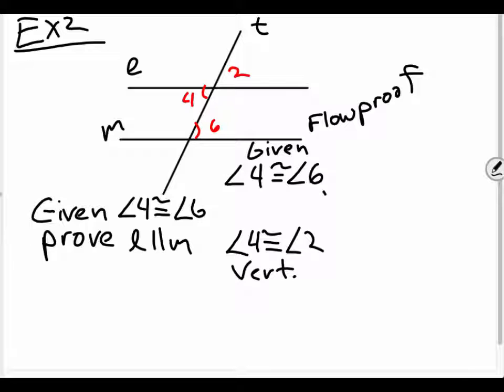So now what can I deduce from that? I can deduce that angle 2 is congruent to angle 6. Okay, that's fine. So if angle 2 is congruent to angle 6, how did I do that? Transitive property, right? I substituted the 2 in for the 4.